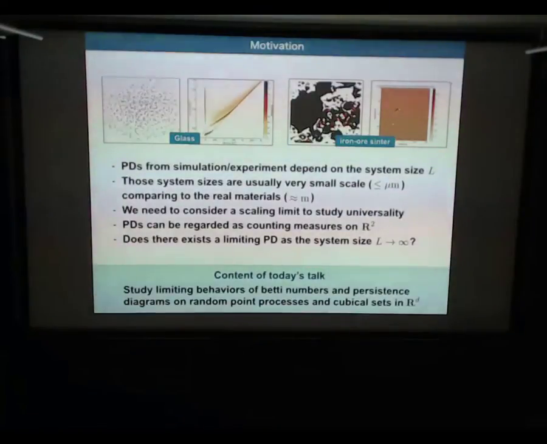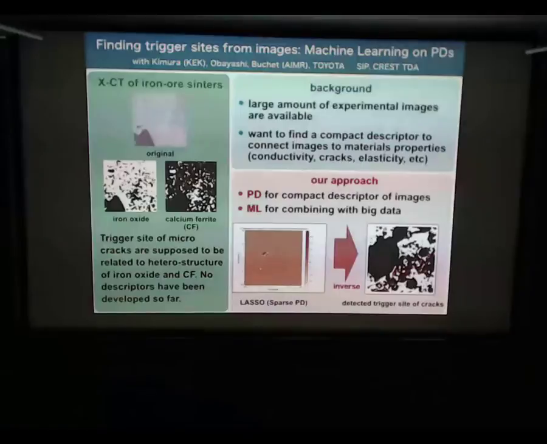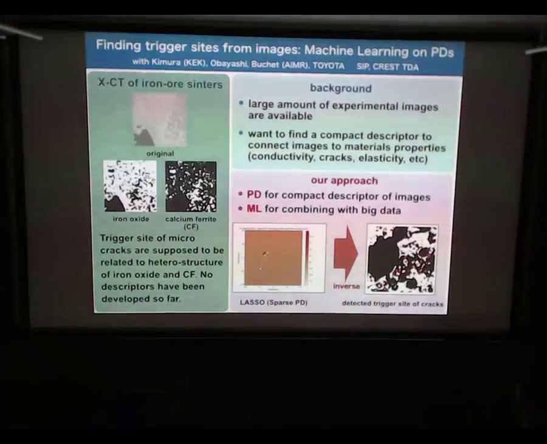Oh, yes, please. What are those red dots? These red dots are the detected micro crack locations. Locations of the critical points. Yes, yes.